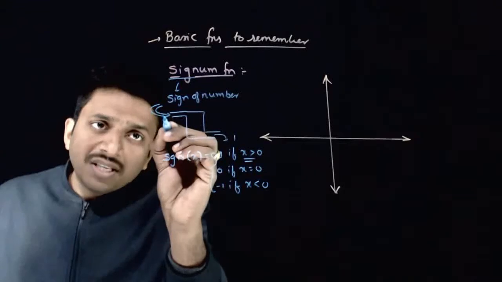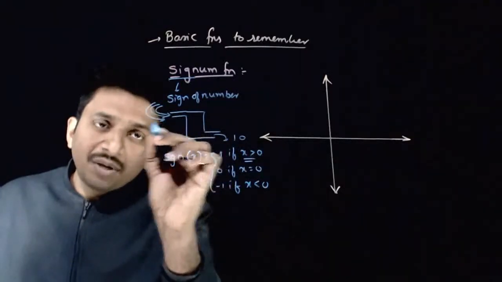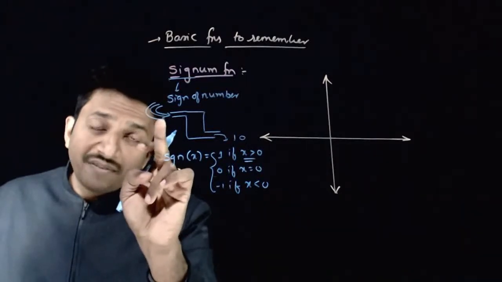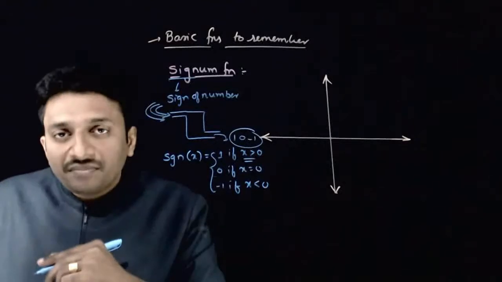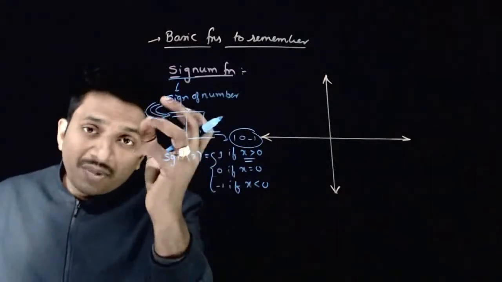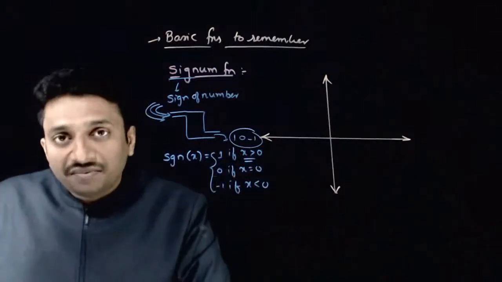If 0 goes inside this machine, you get 0 as the answer. If a negative number goes in, whatever be the negative number, if the negative number goes inside this machine, you get minus 1 as the answer. So always, whatever number goes in, you'll always get either 0 or 1 or minus 1 as the answer.